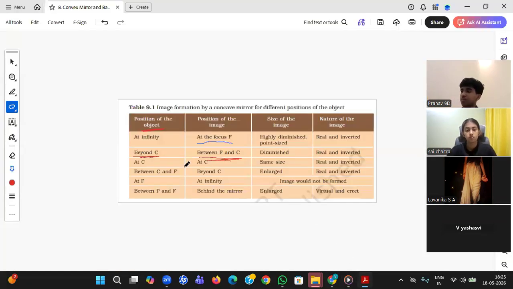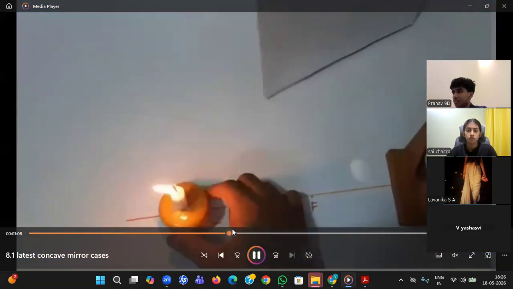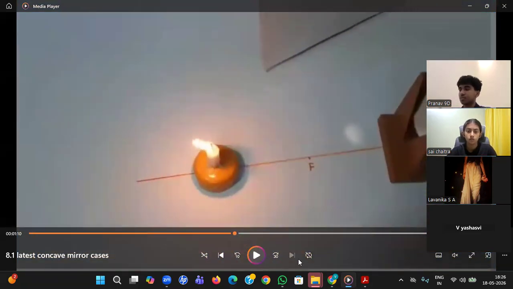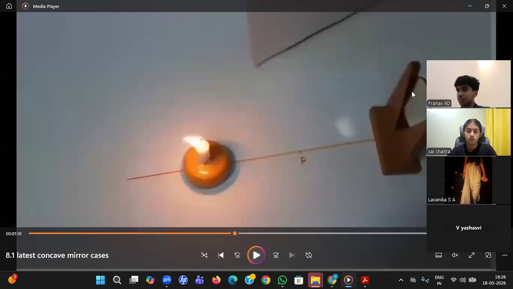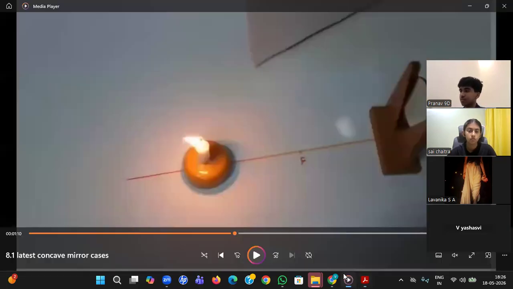Case number three, where should I keep the object? Object at C. Somebody asked some doubt. Okay, image at C. So let us keep the object at C, student. Sorry, object at C. The candle should be kept exactly on the center of curvature. Now, take your screen, arrange it here, here, here. You'll not get the image. Only when you keep your screen exactly at C, you'll find a perfect image.